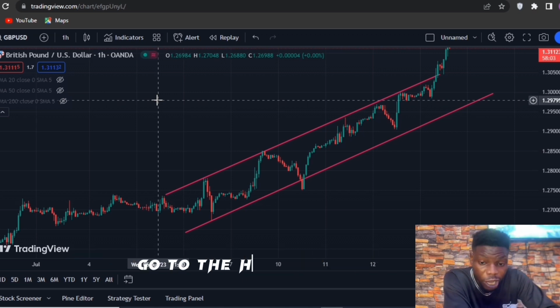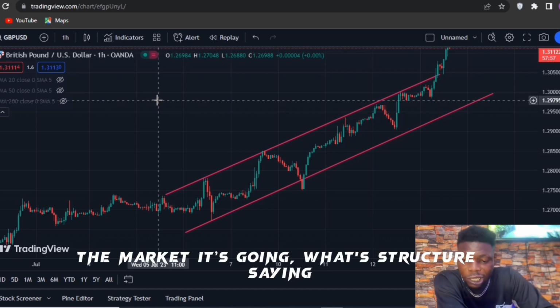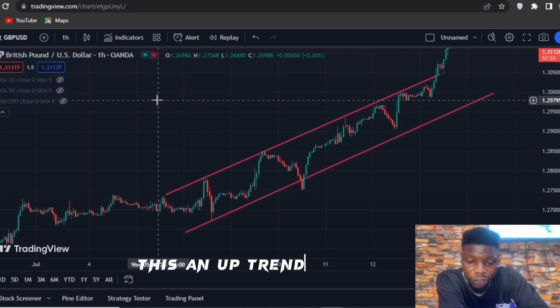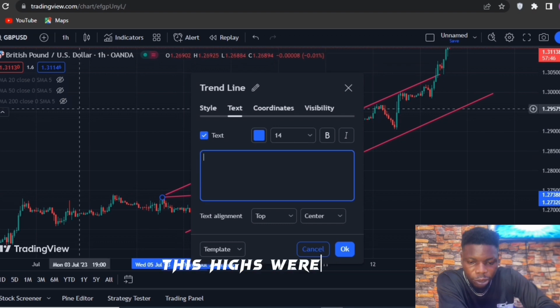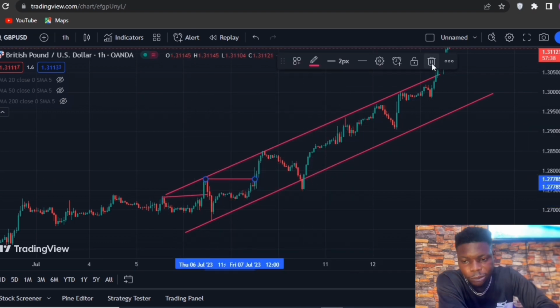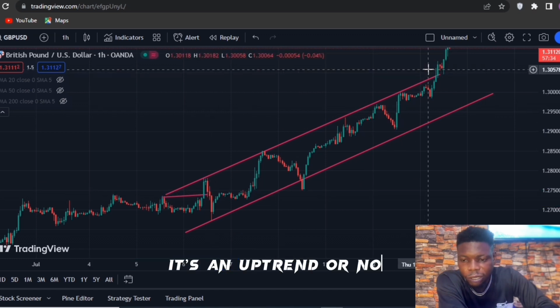First, go to the higher time frame, check what trend the market is going, what the market structure is saying. After I explained, we knew this is an uptrend. We can see these highs were broken, which signifies what? An uptrend. That's how you know it's an uptrend or not.